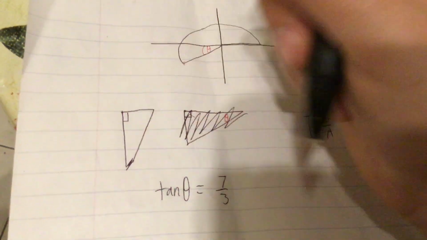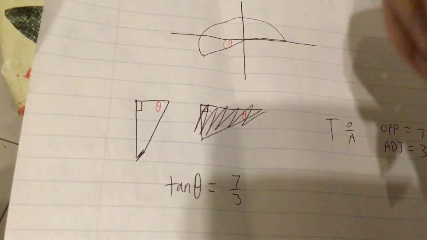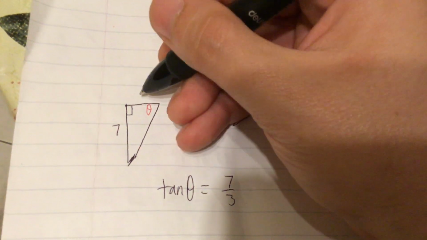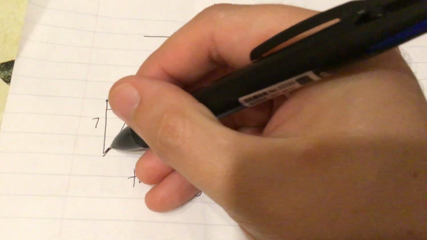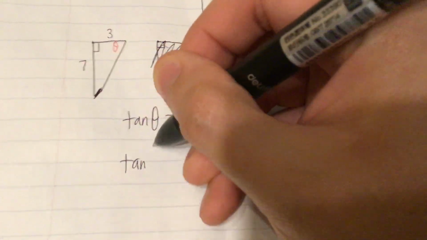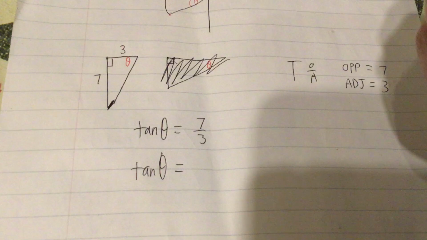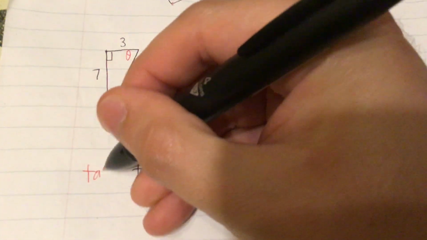So if I have a 90-degree angle here, and this is angle theta, the opposite side of angle theta is 7, the adjacent side of angle theta is 3. So I want to solve this triangle if the tangent of theta is 7/3. So what we need to do is undo the tangent by applying tangent inverse to both sides. So I'm going to apply tangent inverse to both sides.